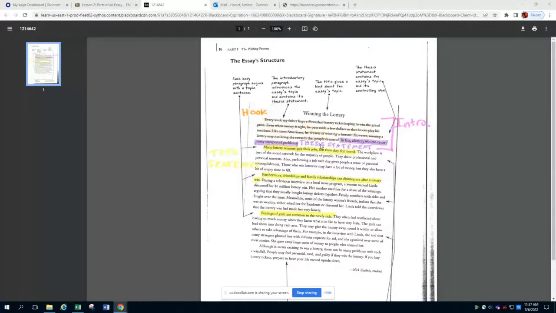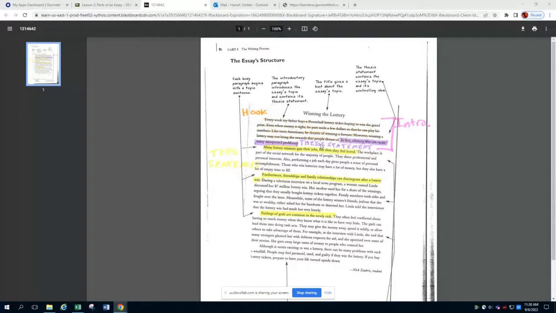Every week, my father buys a Powerball lottery ticket, hoping to win the grand prize. Even when money is tight, he puts aside a few dollars so he can play his numbers. Like most Americans, he dreams of winning a fortune. However, winning a lottery may not bring the rewards that people dream of. That's the hook. Now, in purple, we have the thesis statement. In fact, a lottery win can cause many unexpected problems.